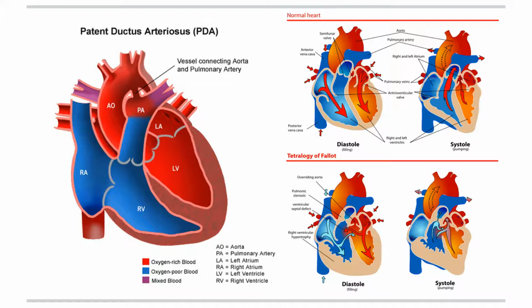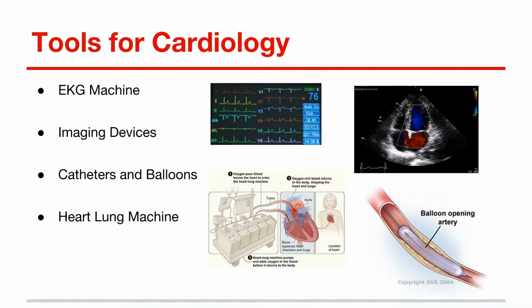In order for cardiologists to effectively diagnose or study various diseases of the heart, they use many tools. One is an EKG machine or an electrocardiogram. This machine measures the electric impulses delivered to the heart and displays them as graphs.